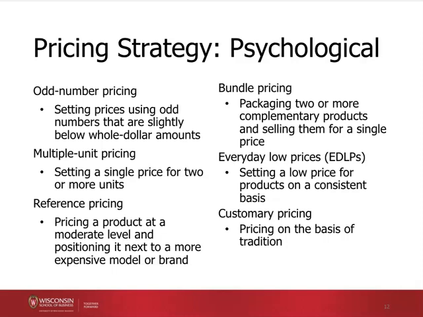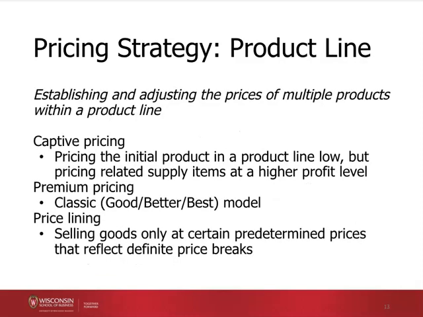Everyday low pricing was really something that was created by Walmart about 25 years ago. The idea that there would simply be one price and it would pretty much always be the same and it would not go on sale. And then there's, of course, customary pricing, which is just when things are priced based on how they've always been priced. Product line pricing is trying to set pricing for a series of products within a product line.